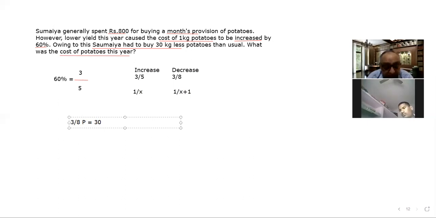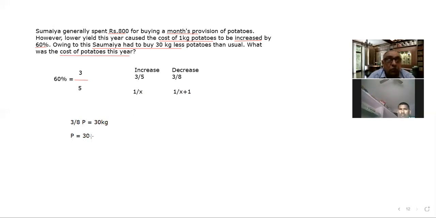Because it is given that this year she has to buy 30 kg less potatoes, and we have found that 3 upon 8 P, P for potatoes, is equal to 30 kg. So that means P would be equal to 30 into 8 upon 3.